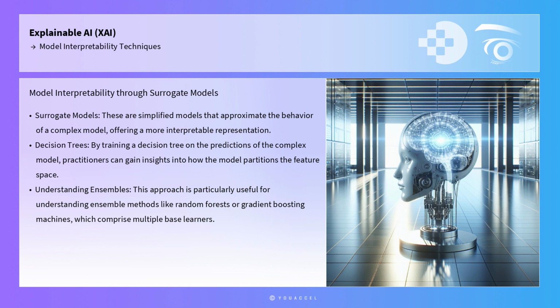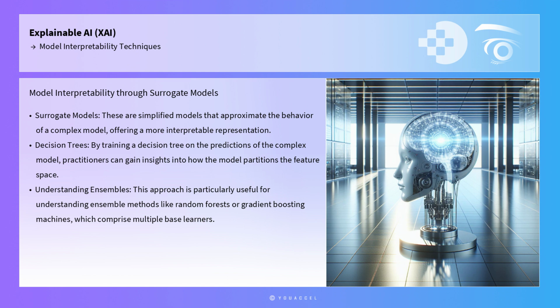Beyond feature importance, model interpretability can also be achieved through surrogate models. These are simplified models that approximate the behavior of a complex model, offering a more interpretable representation. Decision trees, for example, can be used as surrogate models to mimic the decision boundaries of a neural network. By training a decision tree on the predictions of the complex model, practitioners can gain insights into how the model partitions the feature space to arrive at its predictions.